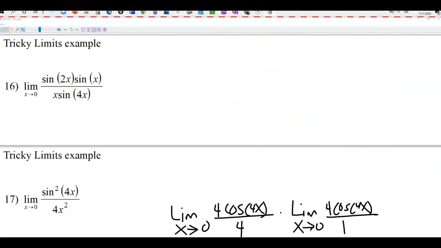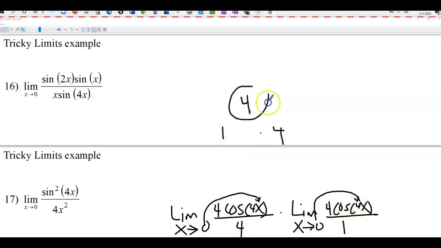So I'm running out of space here, so I'm going to erase some of this stuff above. Okay. Now, direct substitution here, cosine of 0 is going to be 1. So you have 4 times 1 over 4, which is 1. And here, cosine of 0 is 1, so 4 times 1 over 4 is 4. And so 1 times 4 is 4 will be our final answer. That would be the limit of this particular little trig function.